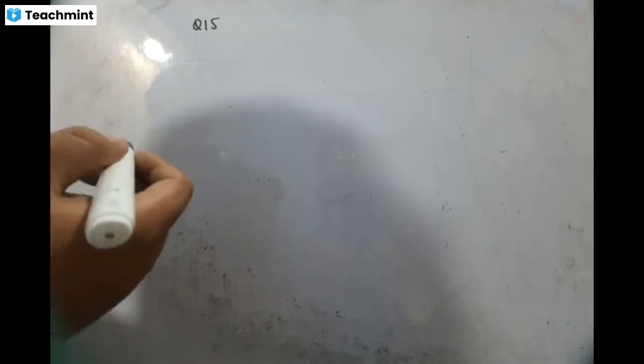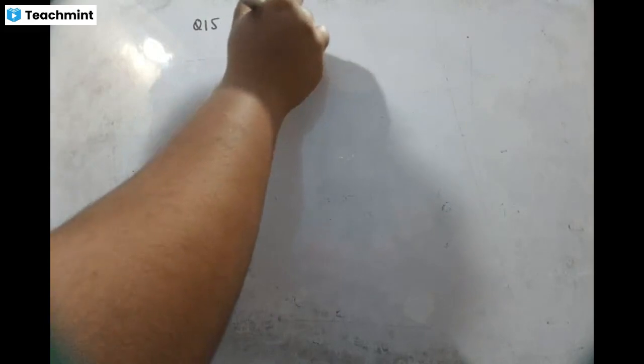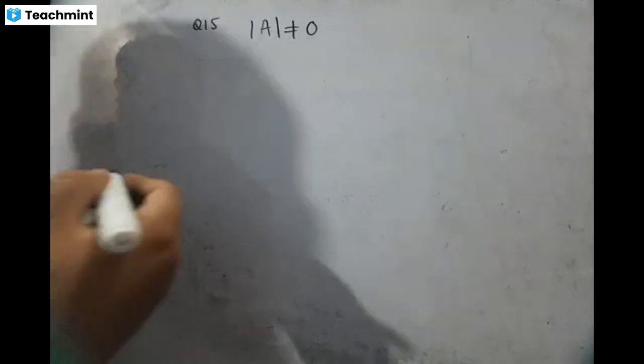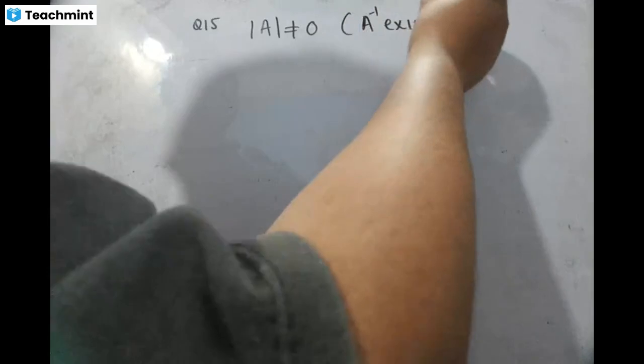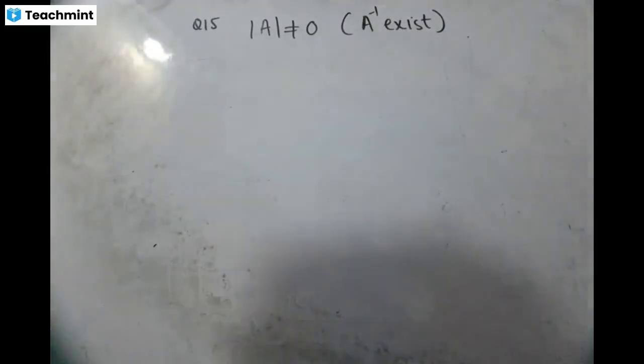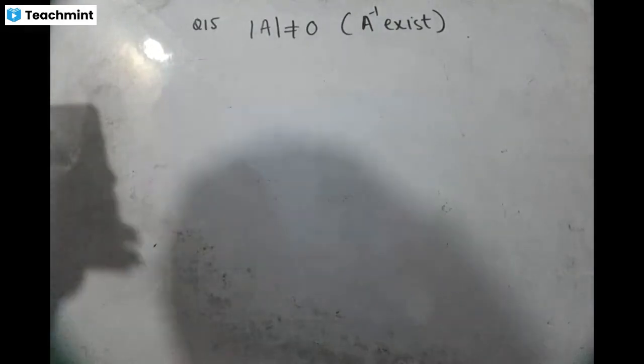Question number 15 says, if A is a non-singular matrix, so you need to understand the meaning of non-singular. What is the meaning of a non-singular matrix? That means a matrix whose determinant is not equal to 0. If the determinant is not equal to 0, then we can say that A inverse exists. This is just for you to understand. So A inverse exists. What is given is A is a non-singular matrix of order 3.